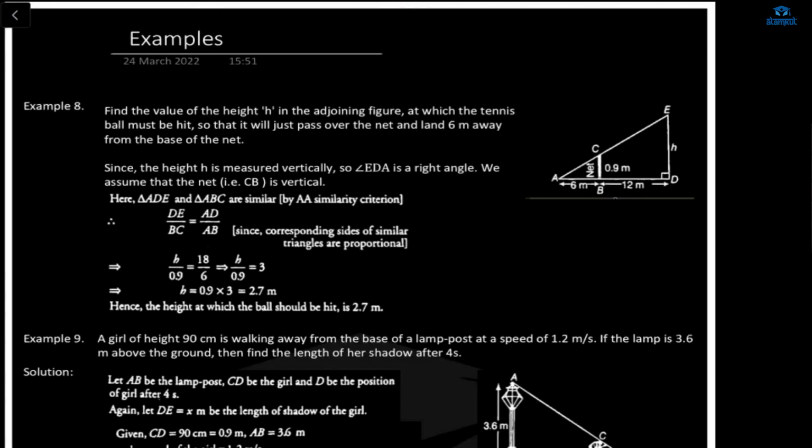In the adjoining figure, at which height the tennis ball must be hit so that it will just pass over the net and land 6 meters away from the base of the net. Now, if you see the figure, AB value is already given, 6 meter. BD value is also given as 12 meter, or you can say AD value is given as 18 meter. Now, BC value is also given, so you can take the proportion of sides.